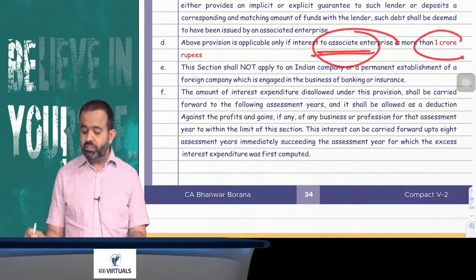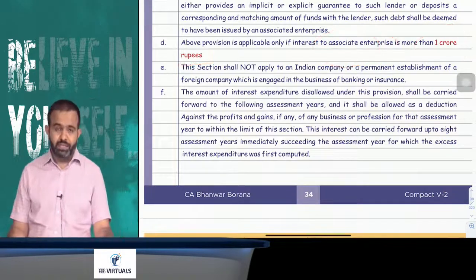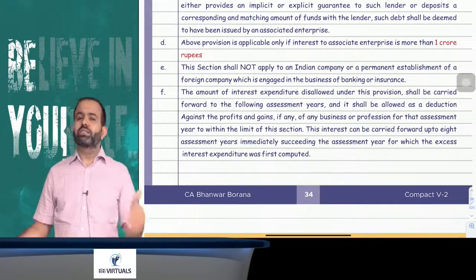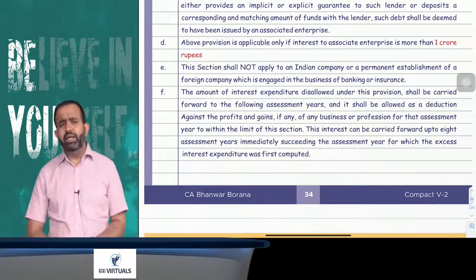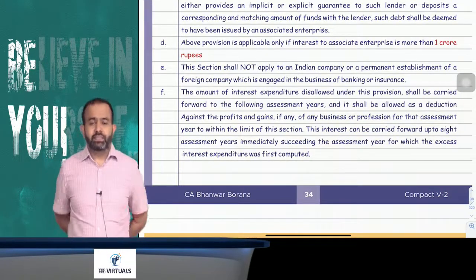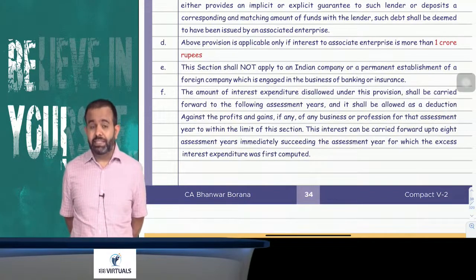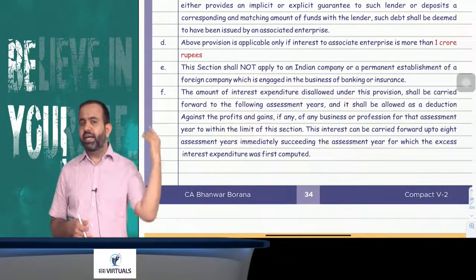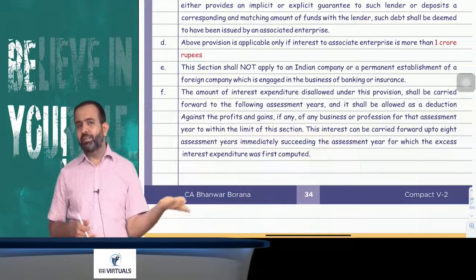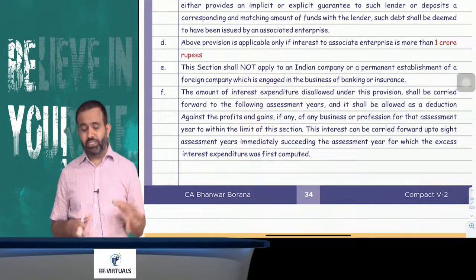One more point: this section is applicable only if the interest expense to the associate enterprise is more than 1 crore rupees in a previous year. If interest is more than 1 crore, only then is this section applicable, otherwise not. One more point, guys: what happens to the excess interest? Excess interest can be carried forward for a maximum of 8 years, and in a future year, if it falls within the limit, then you can claim it as business expenditure. You got my point or not?